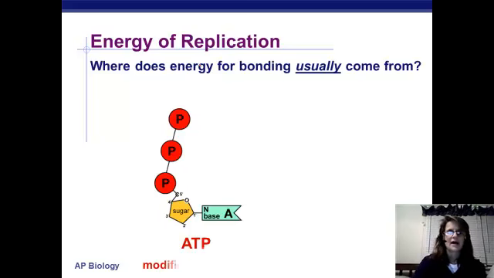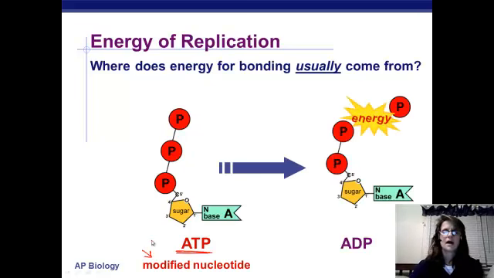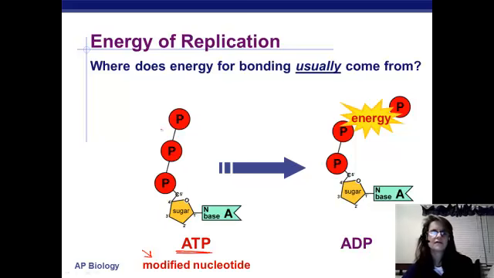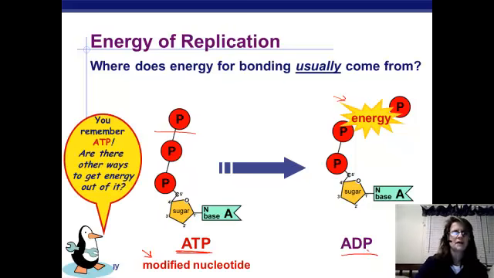Okay? So, where does this energy for bonding a nucleotide to the DNA strand come from when we are doing replication? Alright, let's remember what ATP is. Here's a molecule of ATP. It is basically a modified adenine nucleotide. Okay? So, if we break off that, of course you already know, some energy is going to be released and we're going to get something called ADP. Okay?